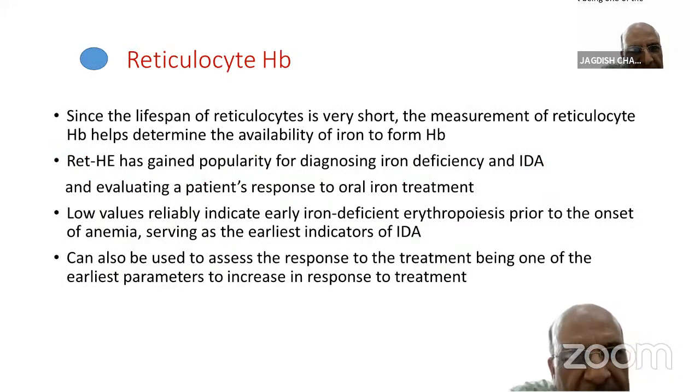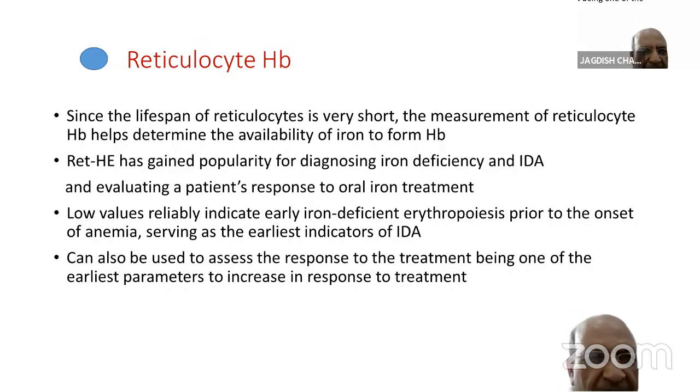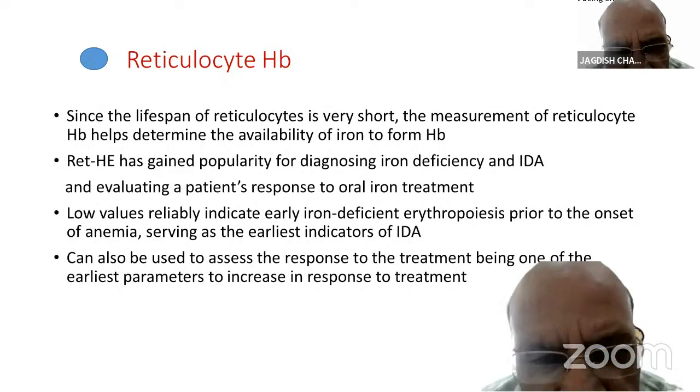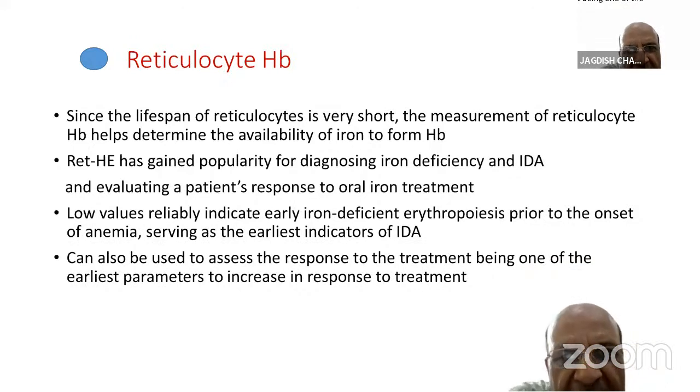What about reticulocyte hemoglobin? This is because the lifespan of retics is very short. The measurement of reticulocyte HB helps determine the availability of iron to form hemoglobin. And this is actually gaining popularity because at times you have conditions where the ferritin would be haywire, like in chronic renal disease, where ferritin could be abnormal because of some infection or inflammation going on. So the retic hemoglobin gives a correct measure of the status of the iron in the body.